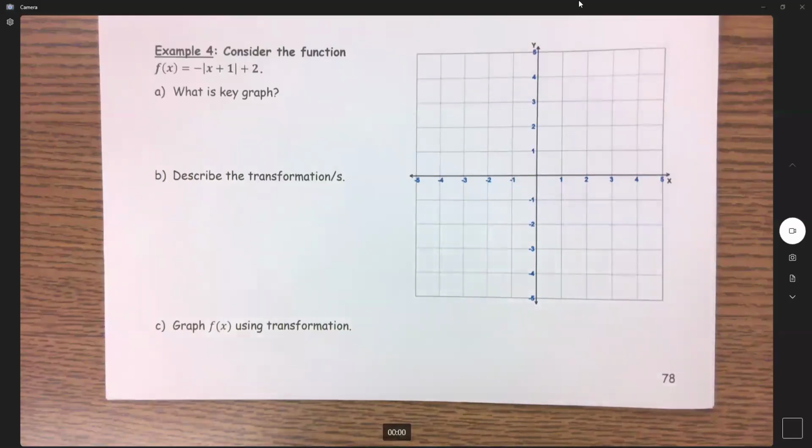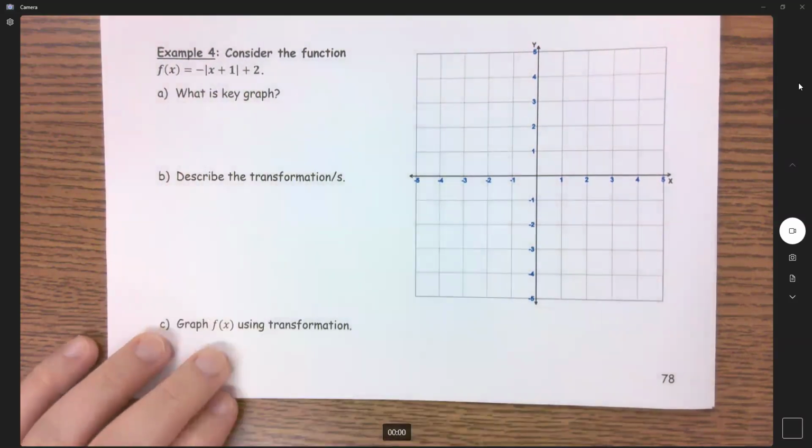Our last example, we need to consider the function f of x equals negative absolute value of x plus 1, plus 2 on the outside. Part A wants to know what is the key graph. So our key graphs are back in lesson 5. Which of those key graphs is this?